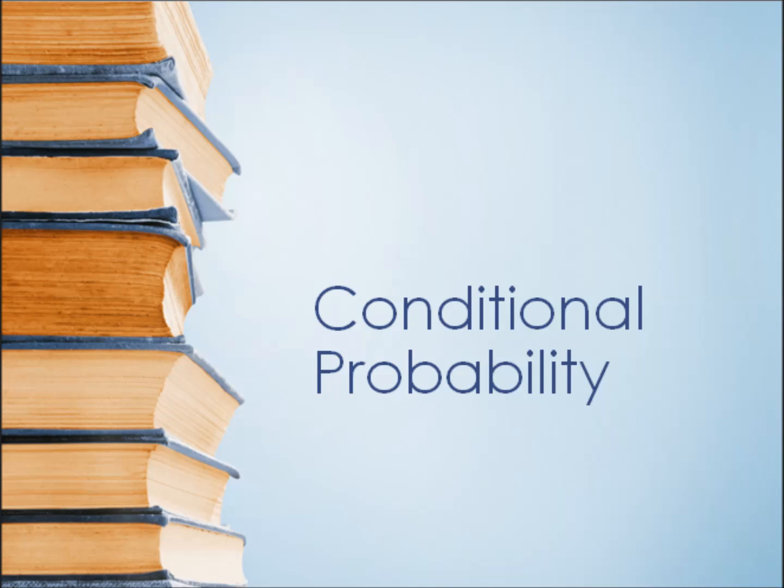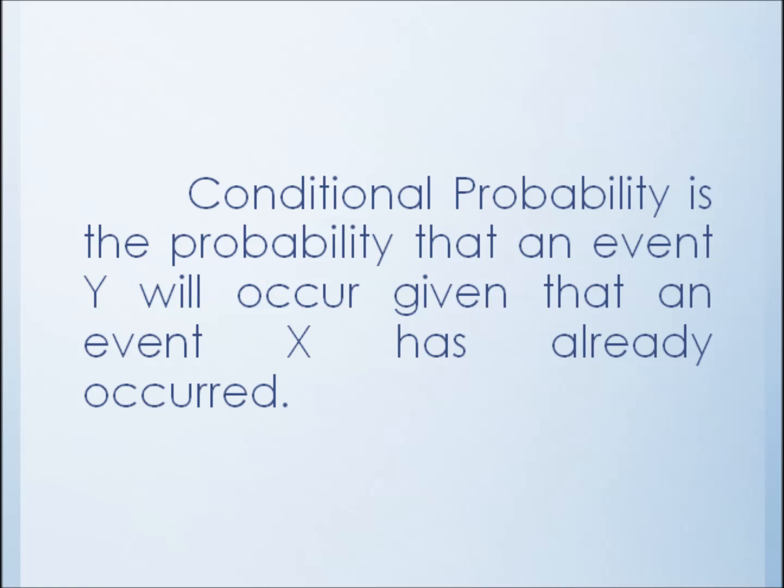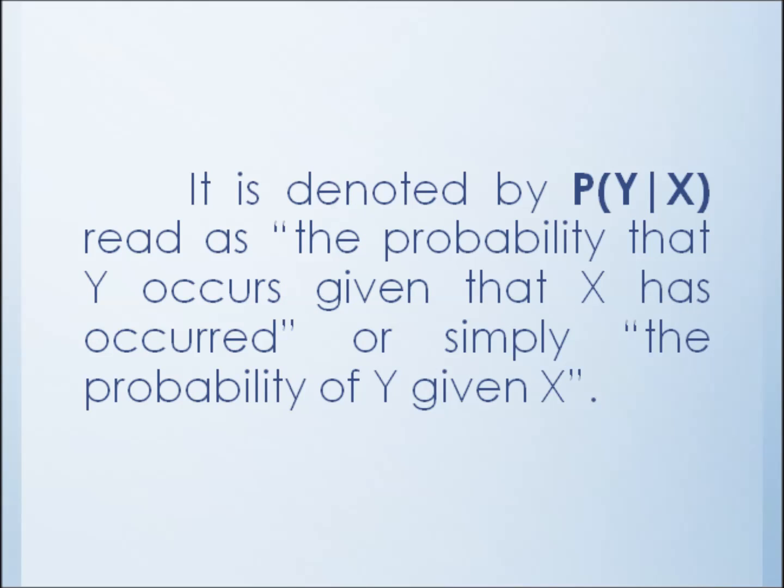In this video, you will learn about conditional probability. What is conditional probability? Conditional probability is the probability that an event, for example, an event Y will occur given that an event X has already occurred. It is denoted by the symbol, read as the probability that Y occurs given that X has occurred, or simply the probability of Y given X.